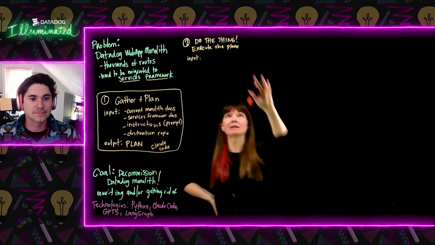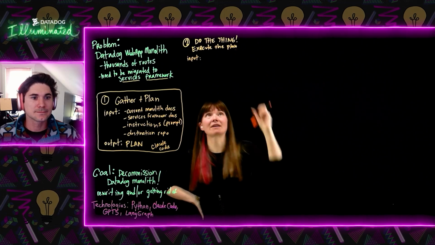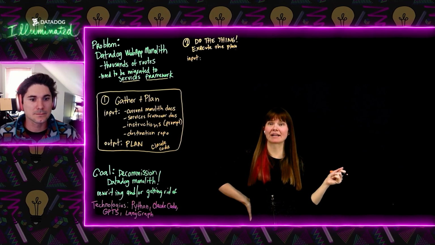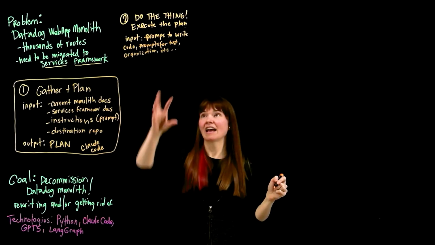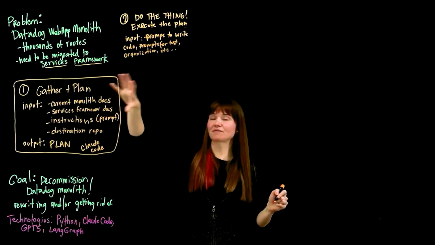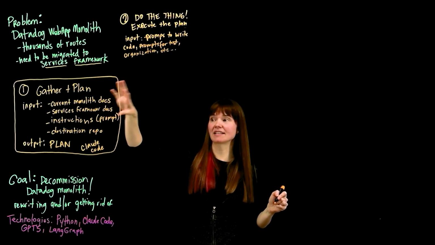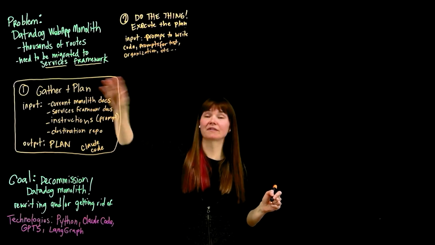So execute the plan. And so there are prompts around execution itself, prompts around writing tests. Yep, exactly. Best practices to follow, how to organize the code, both how to organize the files and what kind of directory structure to use, things like that. Code, prompts for tests, organization. And then it also just has free rein to navigate the monolith and the services framework. We give it access to directories that contain all of the relevant code that it needs.